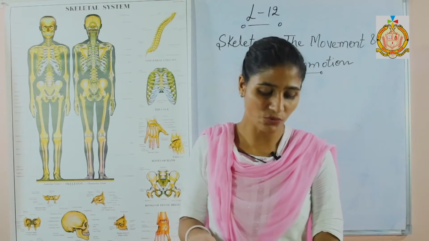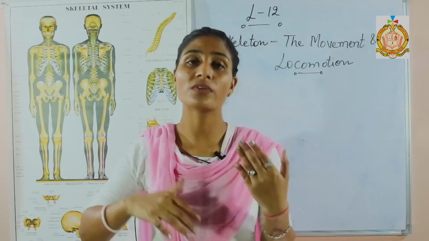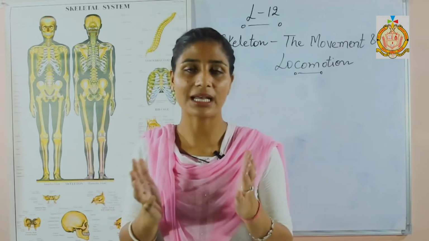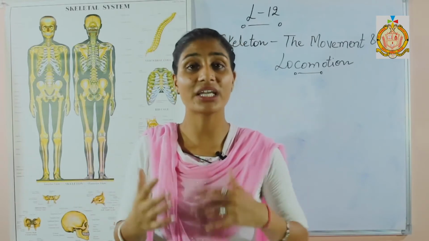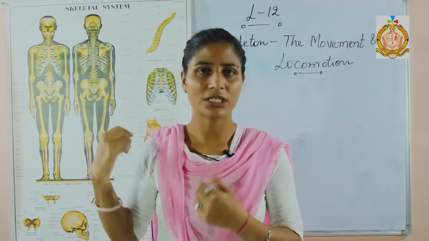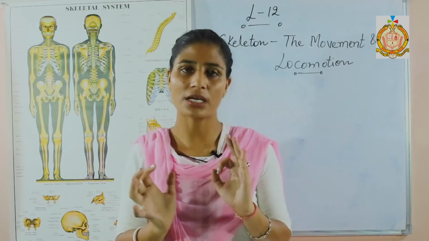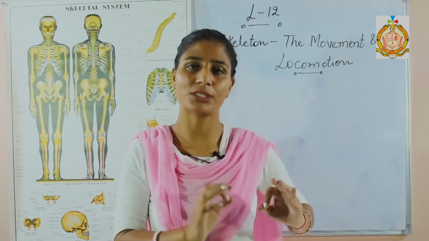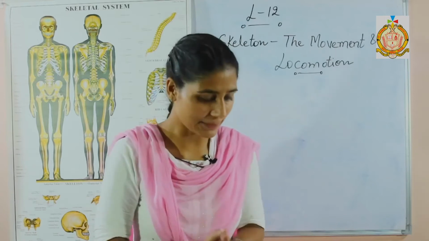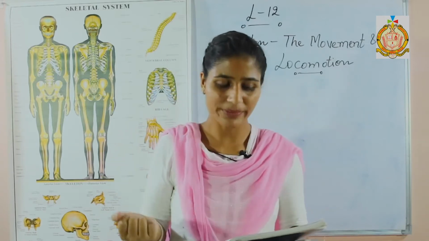Next one, freely movable. In this type, the bones are able to move up to several degrees. We are able to move our shoulders up to an extent, and the neck too. So these are known as freely movable joints; we are able to move them up to a degree. There are four major types of movable joints.